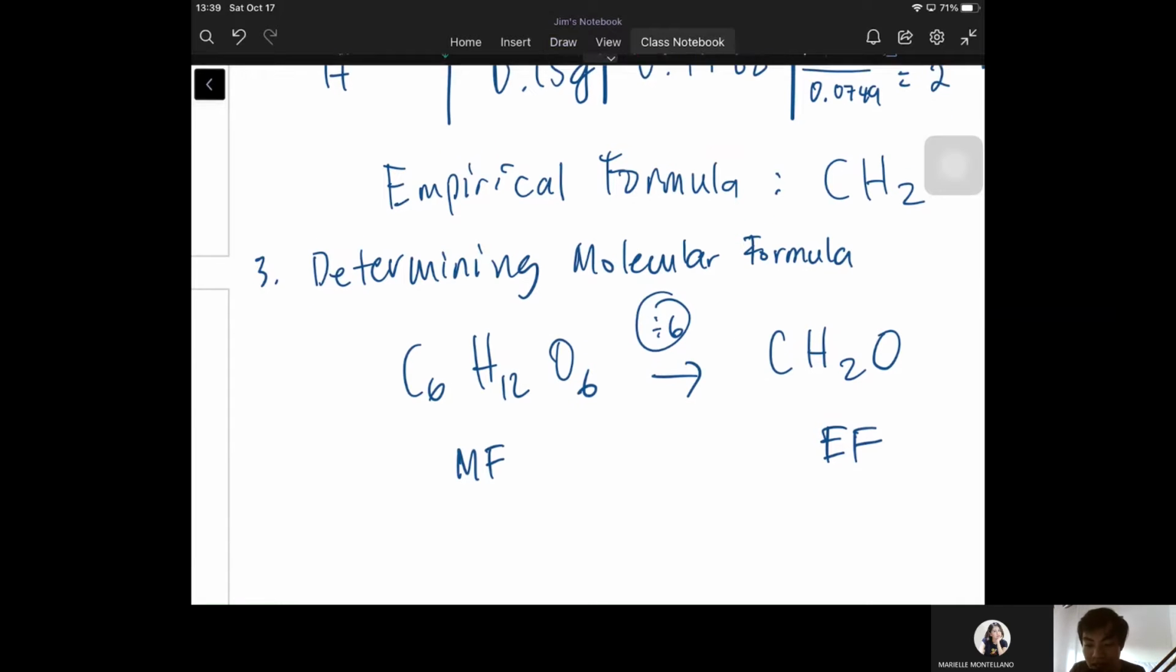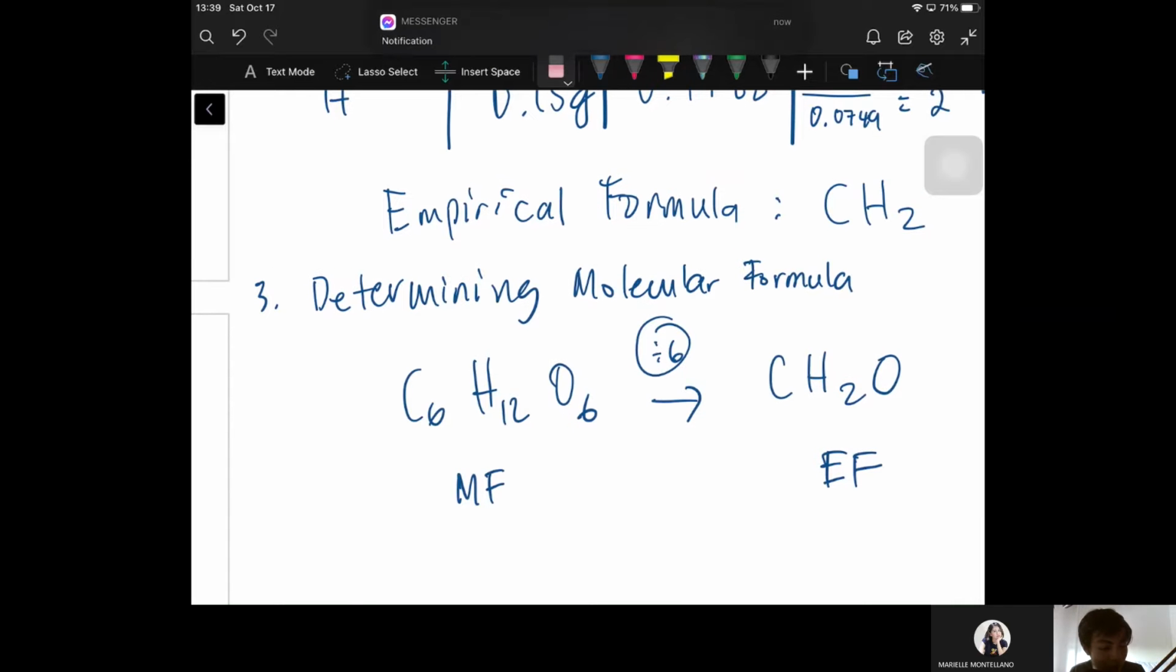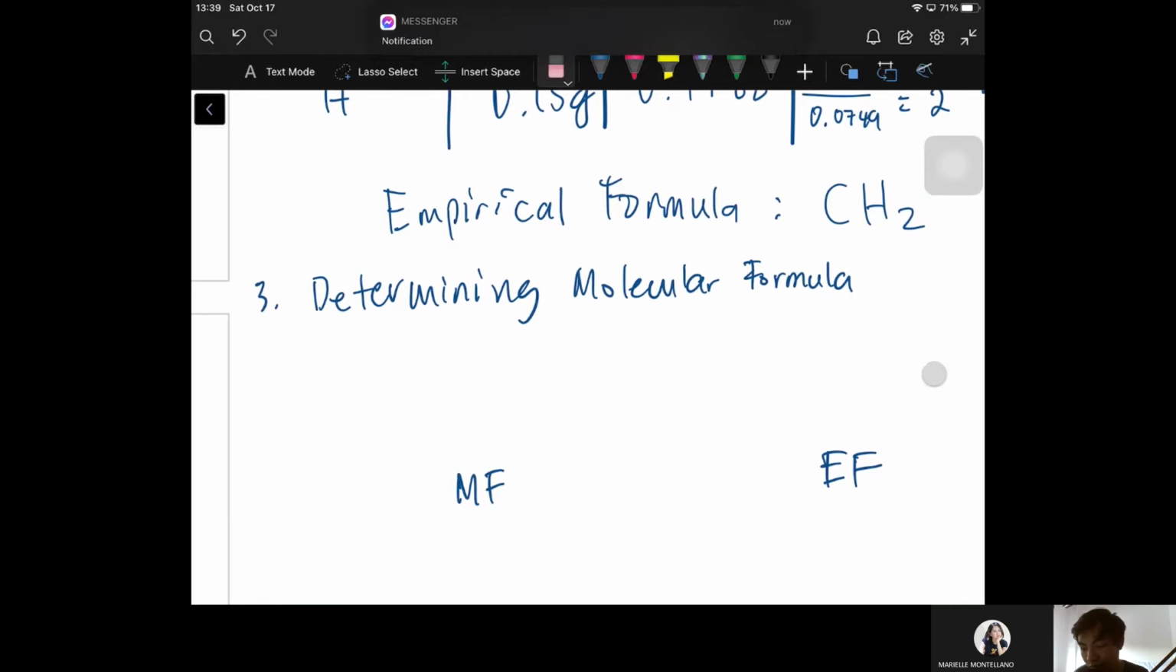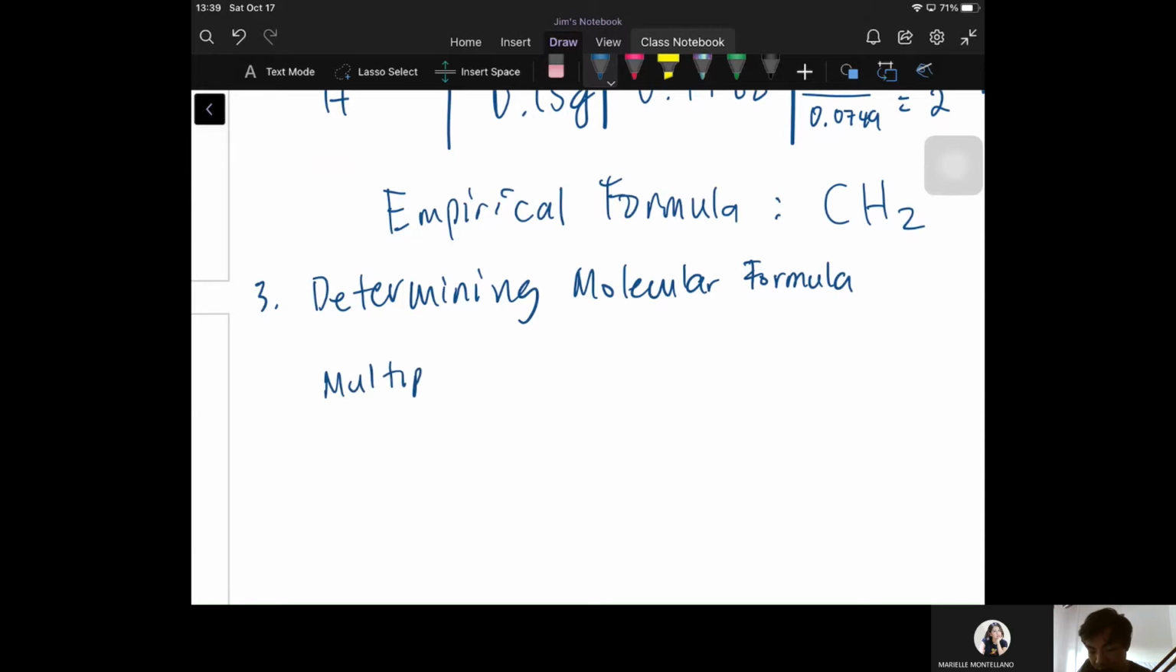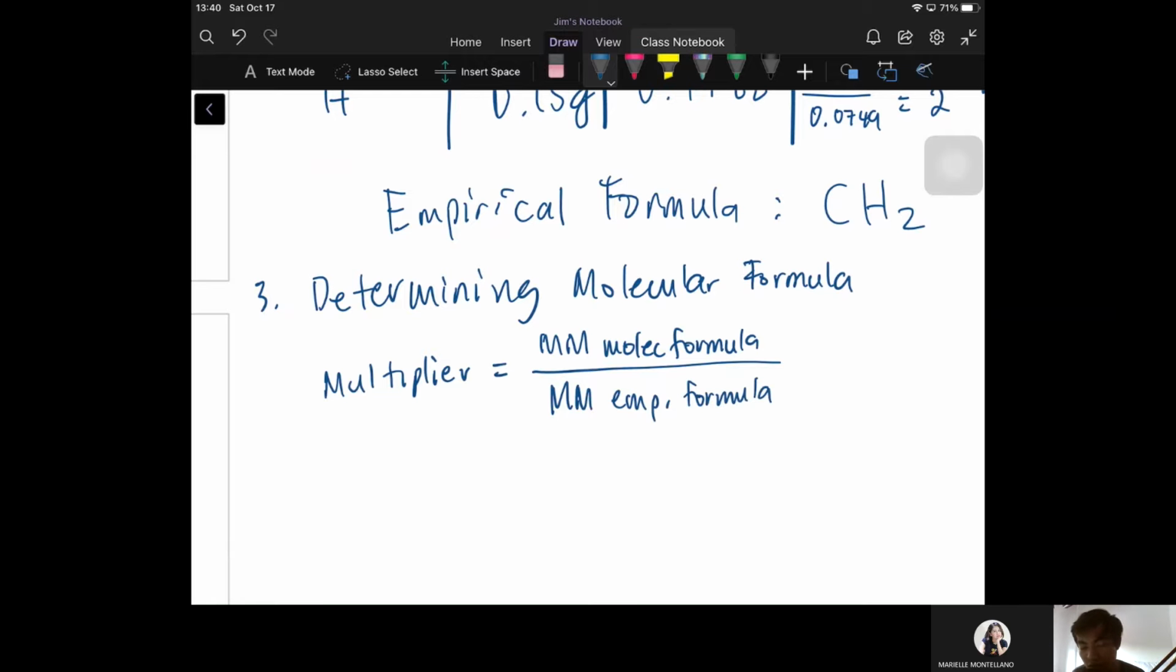Paano gagawin yon? Madali lang, no? To get that number, para makuha mo kung saan siya dinivide, ganito lang. So, paano malalaman yung multiplier, no? So, madali lang yan. That is the molar mass of your molecular formula. I-divide mo yon sa molar mass ng empirical formula. Okay? So, by dividing the two, i-round off mo na lang siya to whole number, you will get the multiplier.